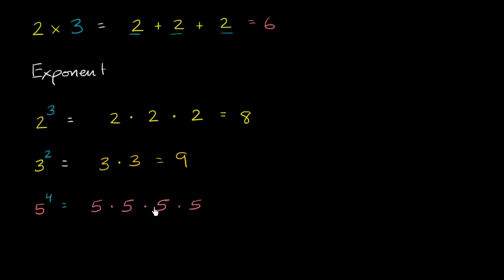Notice we have 1, 2, 3, 4 5s, and we are multiplying them. We're not adding. This is not 5 times 4. This is not 20. This is 5 times 5 times 5 times 5. So what is this going to be? Well, 5 times 5 is 25. 25 times 5 is 125. 125 times 5 is 625.